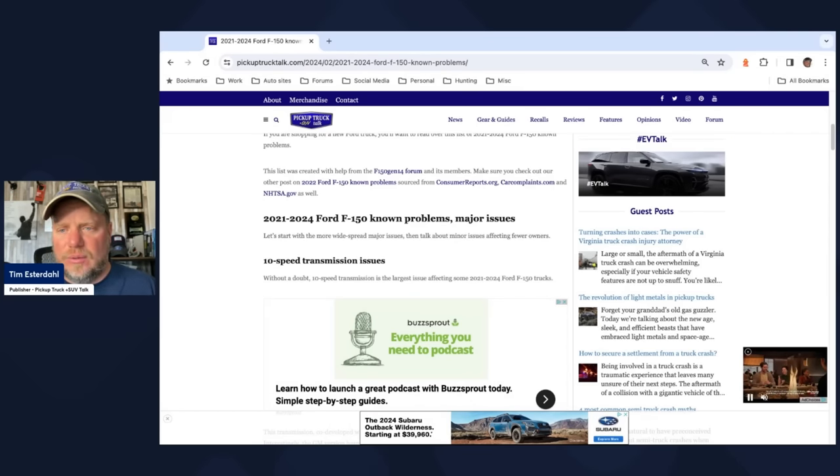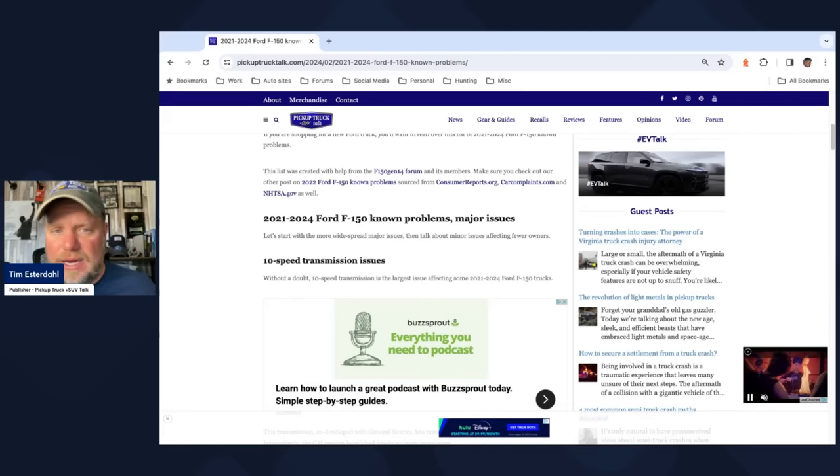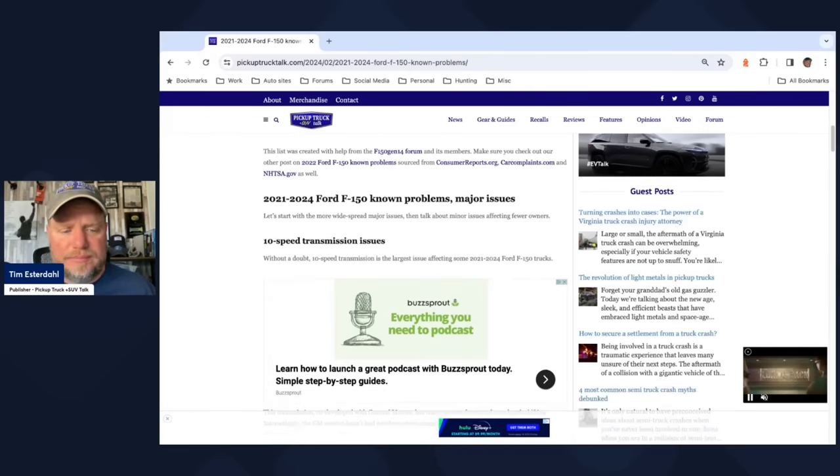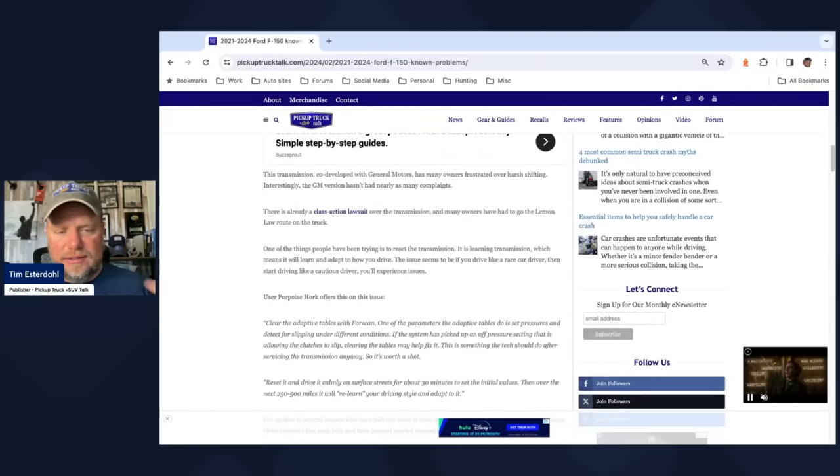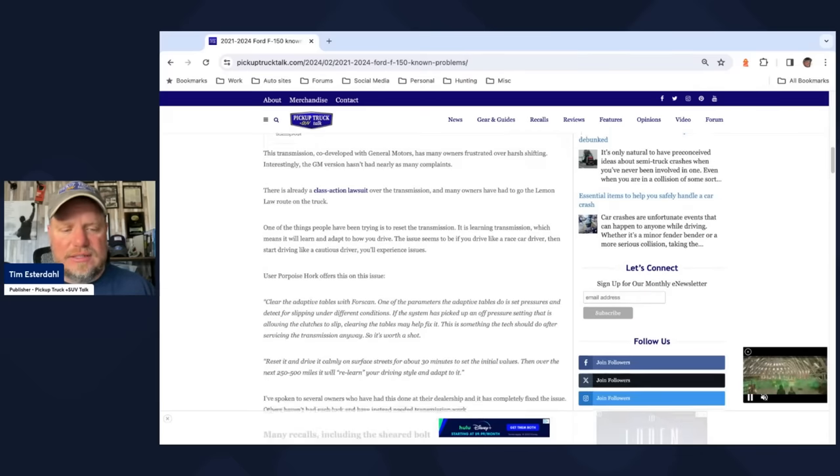Now, like I said, 2024 models are just starting shipping to dealerships. Could that be an issue? Maybe, maybe not. But I just want to make sure you're an informed consumer. So more issues going on is, there's a whole class action lawsuit. And then this is interesting as well.